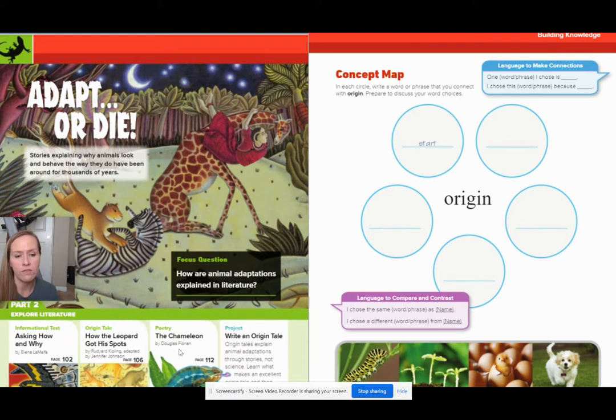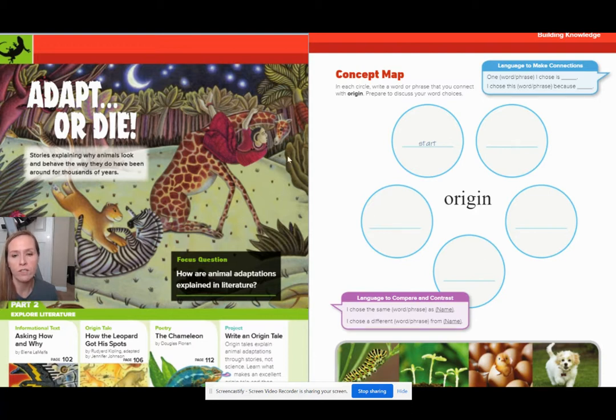As you can see, if you look over here in this corner, there are going to be 3 new readings that we are going to be reading through in our part 2. The first one is called Ask How and Why, and it's got this beautiful bird. We'll be looking at that closer. The next one is called How the Leopard Got His Spots. The next one is called The Chameleon.